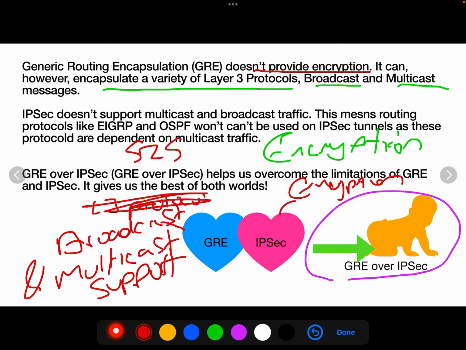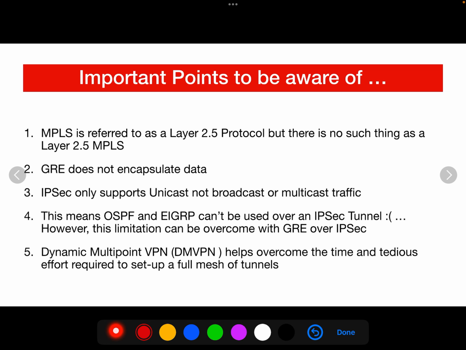You bring them together, and GRE over IPsec inherits qualities from both of these technologies. So that's what makes it great. Just like how you've got two parents and a child can inherit qualities from both parents, that's what I'm trying to say. GRE, IPsec, you bring them together to gain qualities of both. Now you can have support for EIGRP, for example, with GRE over IPsec, whereas before, with IPsec, you couldn't do that.